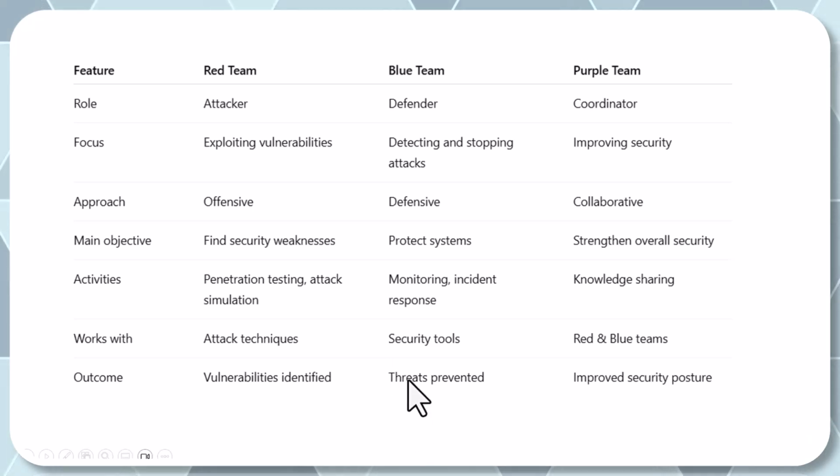Now the blue team is the defender. It will detect and stop. It is defensive. It will protect the system, with monitoring, incident response, security tools and threat prevention. Now who is more talented? Let me tell you, the red team, because they are dangerous. And the purple team is in between your red team and blue team. They are coordinators, improving security through collaboration, strengthening overall security and knowledge sharing. So it will work with both the red team and the blue team.